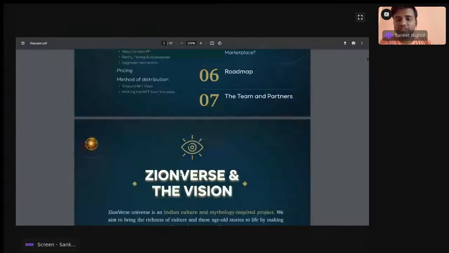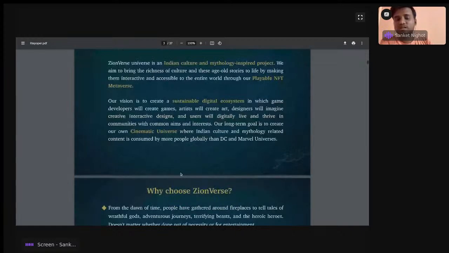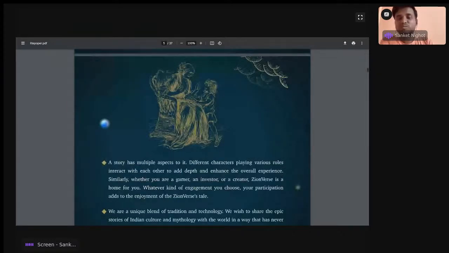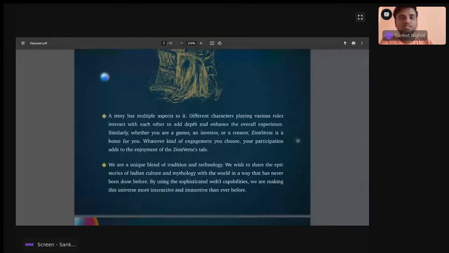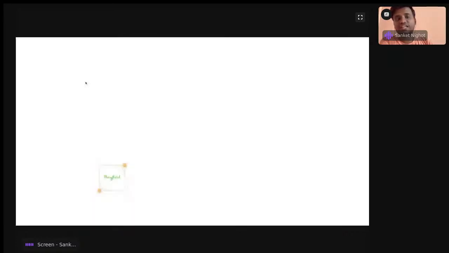You have to read through it. Then you will understand the project. Then you can think about whether this project is really worth investing in or not. When you have done all of this, then you should buy it or invest in it.